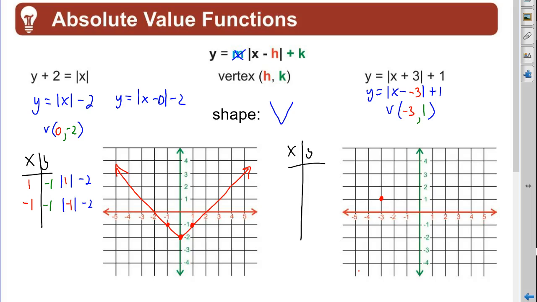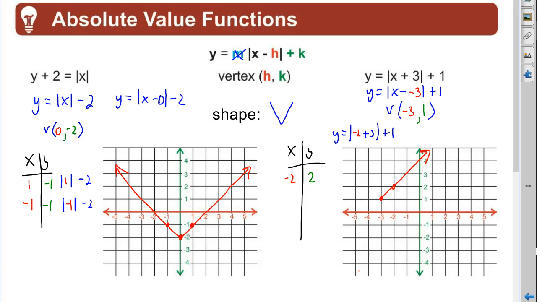I need a point to the right, so I'm going to use negative 2. And let me go up here to my function, y equals the absolute value of x plus 3, plus 1, and I'm going to stick in a negative 2. The absolute value of 1 is 1, and 1 plus 1 is 2. So I get the point negative 2, 2. Okay, and I know this one goes off like that.